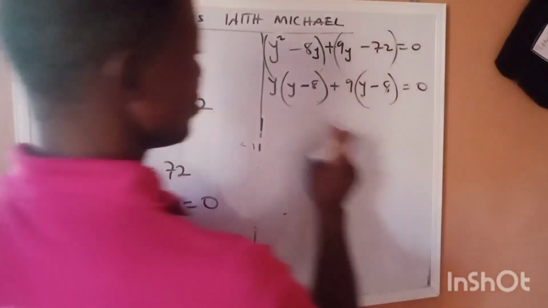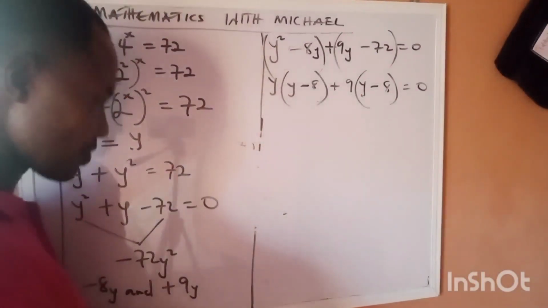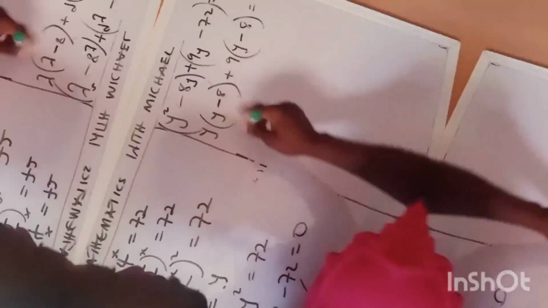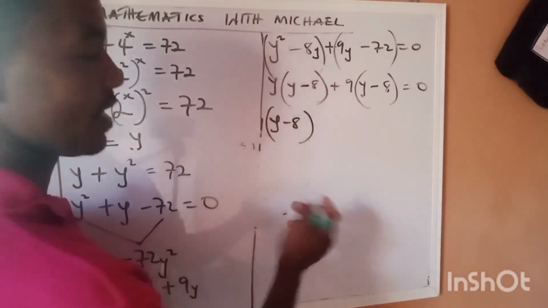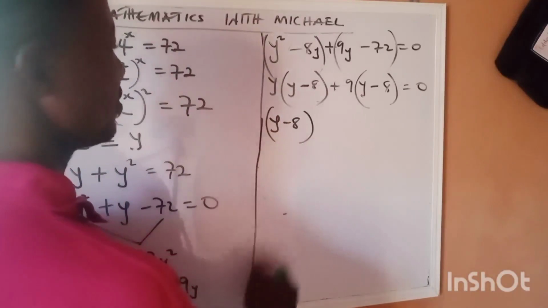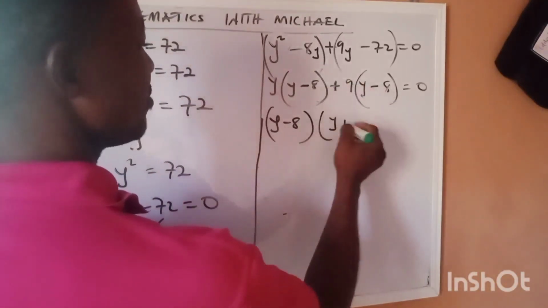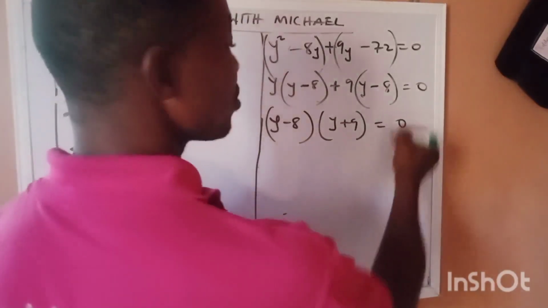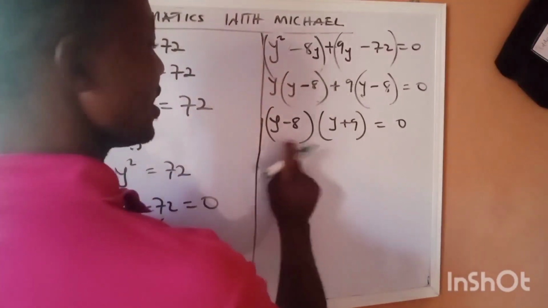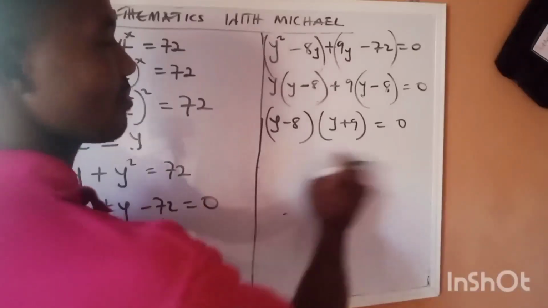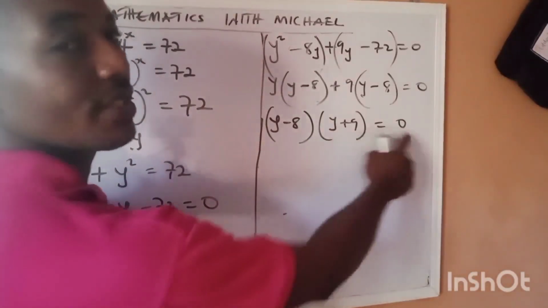So equal to 0. I think I'm having something that looks alike here, so I'm going to take it as 1. So I will have y minus 8, rather, then I will also have y plus 9. y plus 9, both of them equal to 0. We're almost done. Sorry for taking your time. So here, what this mathematics is showing us is that y minus 8 is equal to 0 and y plus 9 is equal to 0.